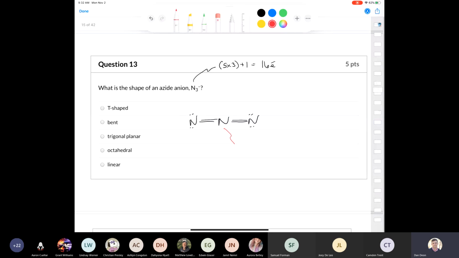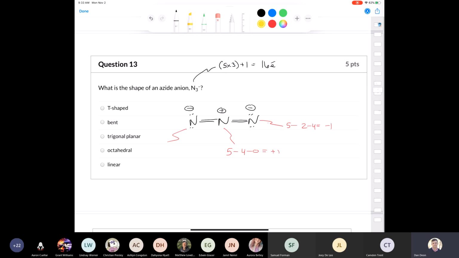But let's do it. The formal charge of nitrogen here is going to be 5 valence electrons minus 4 sticks and 0 dots, so that's plus 1. The formal charge of both of the nitrogens on the ends are going to be 5 minus 2 sticks and 4 dots. That gives you minus 1. And so I have a charge of negative 1 on each of the nitrogens and plus 1 here.